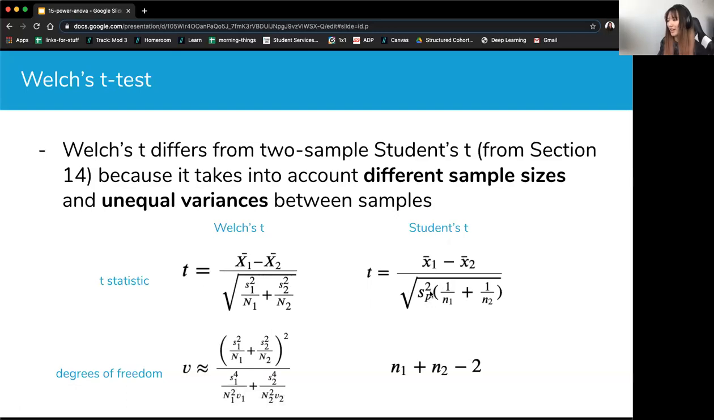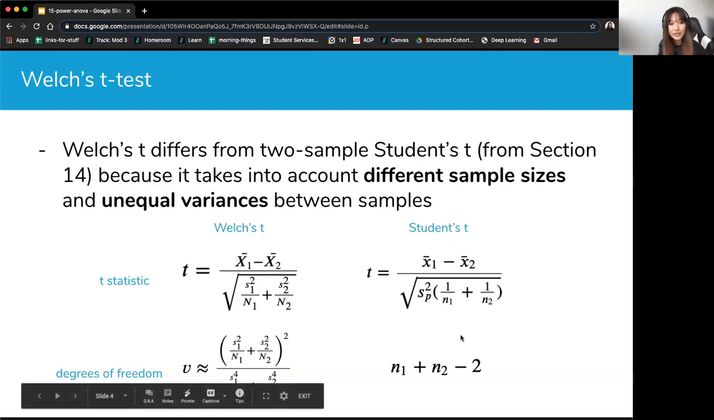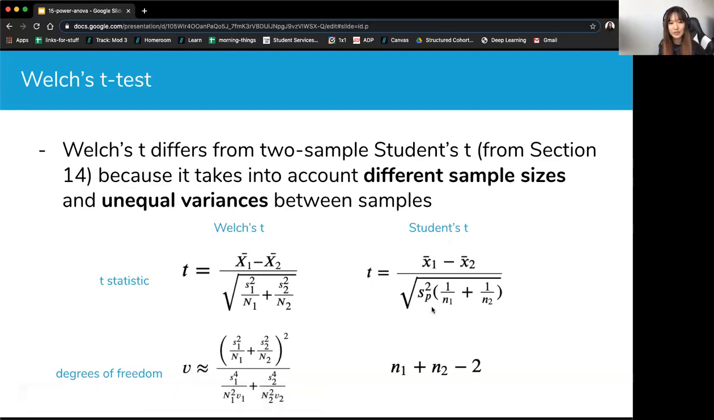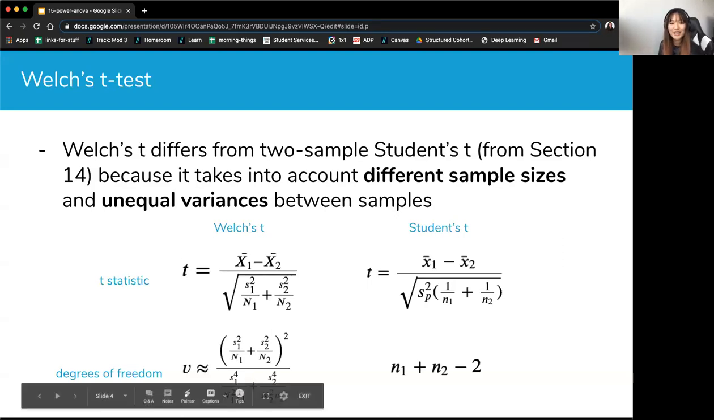So for the student's T, we actually have a separate formula for a pooled standard deviation, which in some way does take into account the sample size as well, but not in as much detail as it does for the Welch's T-test. Okay, gotcha. So they have the individual standard deviations instead of the pooled one, basically. That's right. So because you want to be more sensitive to different sample sizes, Welch's T is actually used more commonly for A/B testing. Gotcha. Cool. Any other questions on the Welch's T-test?